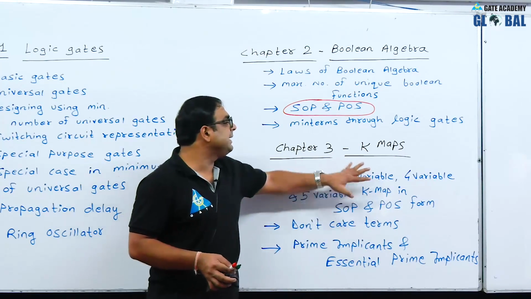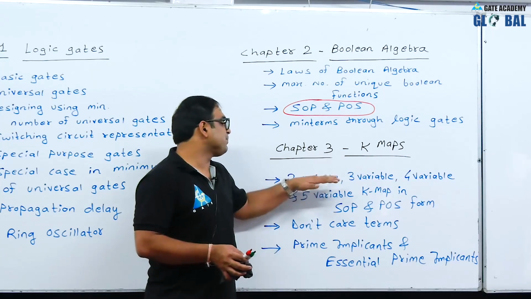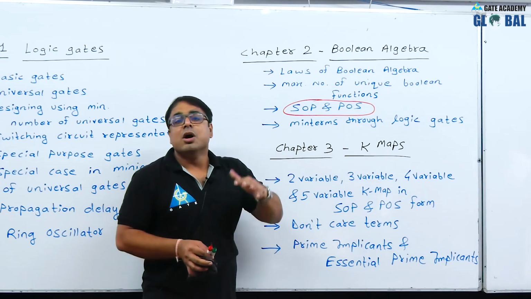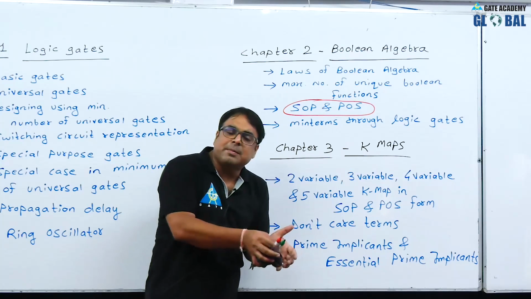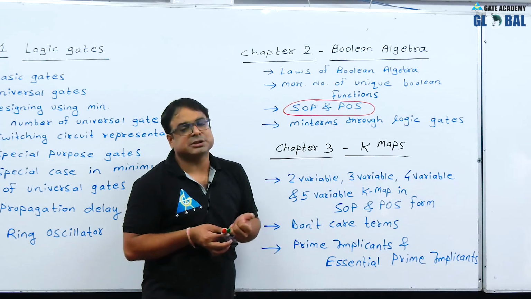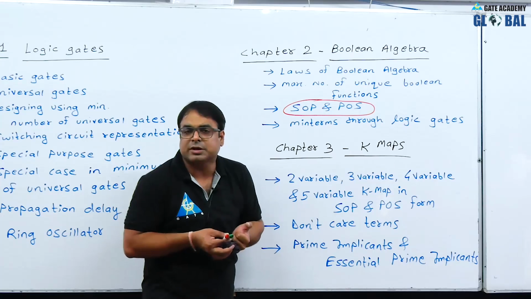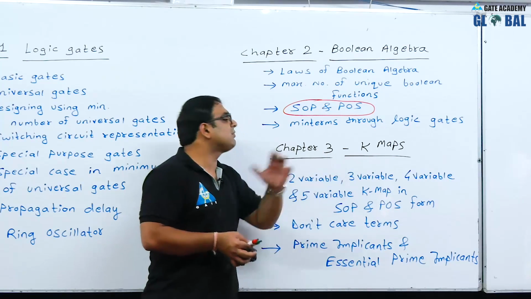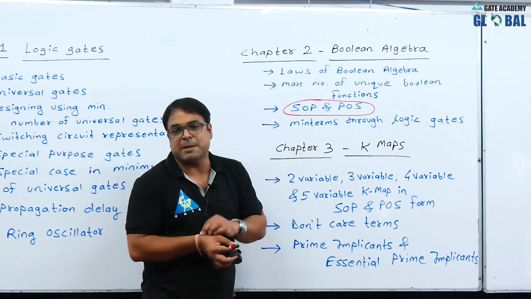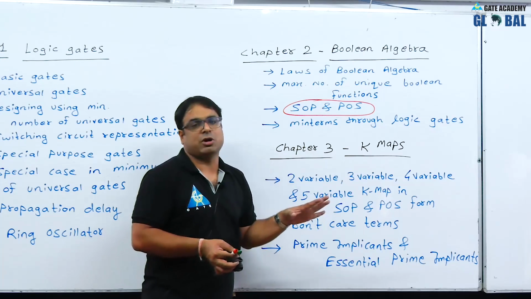Next will be chapter 3, K-maps. In K-maps, initially I will be explaining how a K-map works. All of us know how to plot a K-map and how to extract the minimum expression from a K-map, but exactly how the minimization happens, that also I have tried to explain in the K-maps so that you can have the complete knowledge.